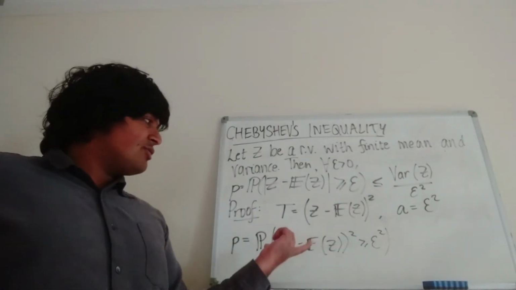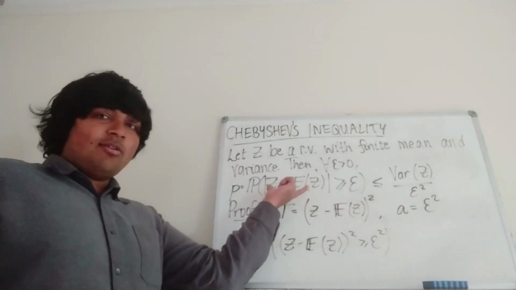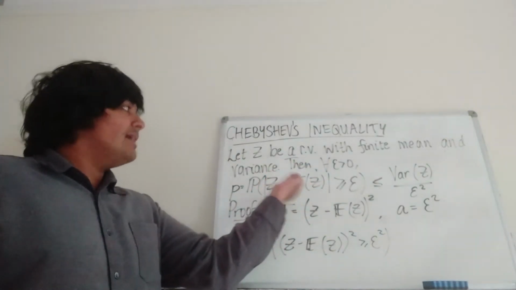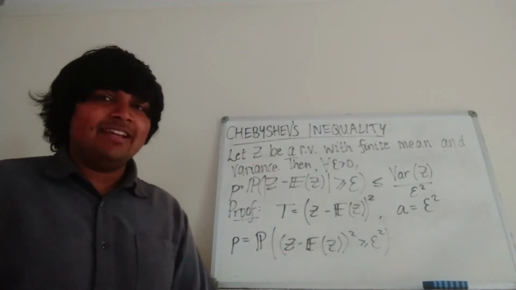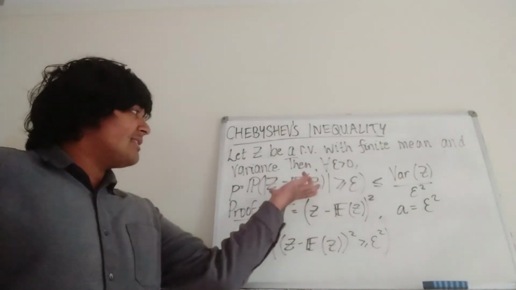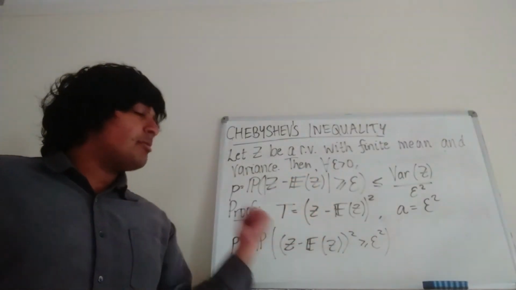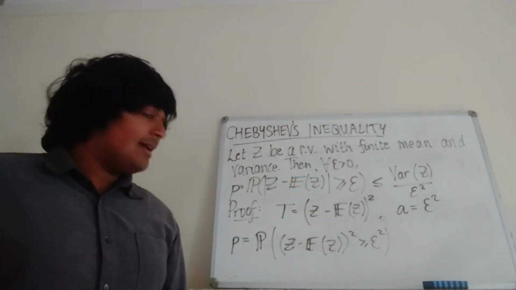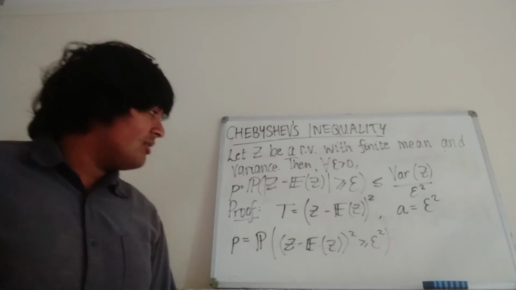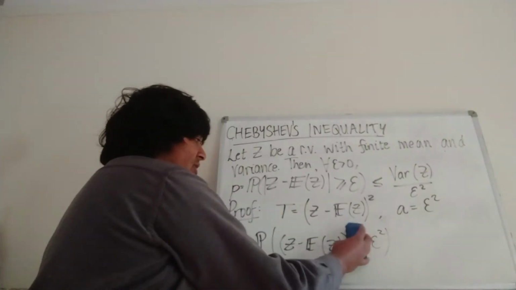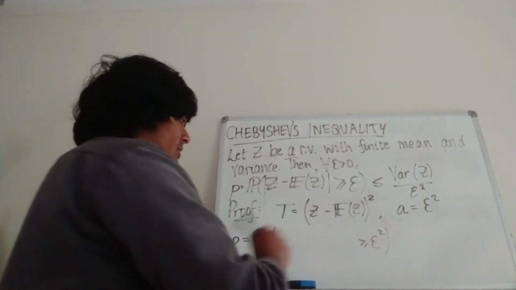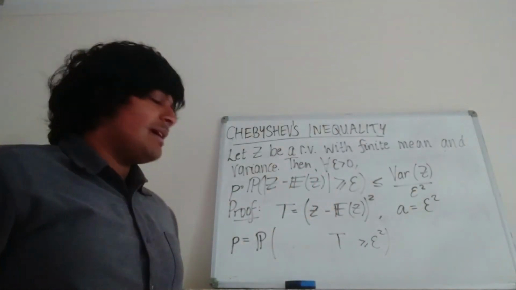Okay, well, why is this true? Because this thing here is a non-negative quantity, so when I square both sides, I don't have to worry about some silly negative numbers in there. So this thing here is equivalent to this thing here, so their probabilities are going to be the same. And now I can just straight away apply Markov's inequality, noting that this thing here is just t. So the probability that t is bigger than or equal to epsilon squared.